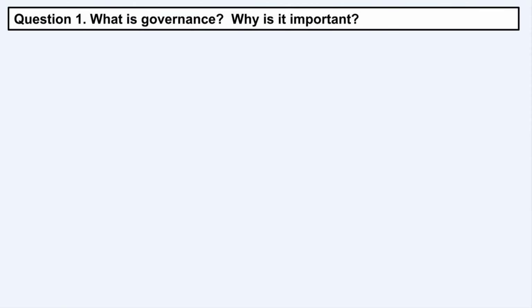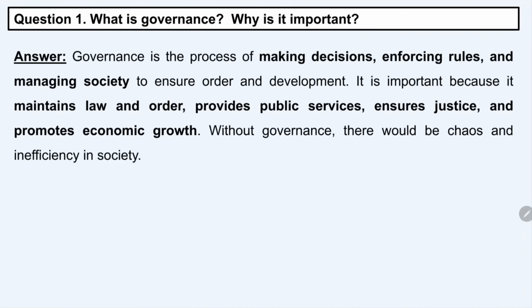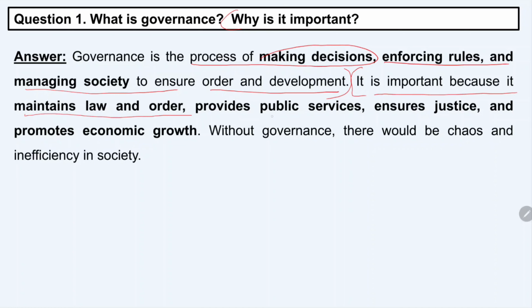So now let's start without wasting much more time. What is governance? If you are asked what is governance and why is it important, this is how you can write it down. Governance is the process of making decisions, enforcing rules and managing society to ensure order and development. And the second part of the answer starts from here. It is important because it maintains law and order, provides public services, ensures justice and promotes economic growth. Without governance, there would be chaos and inefficiency in society.